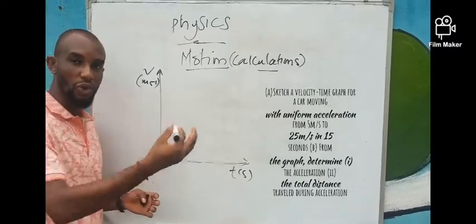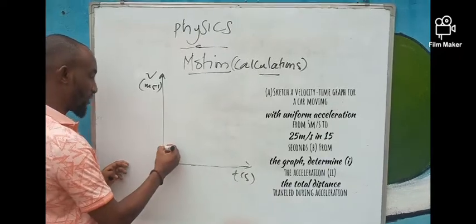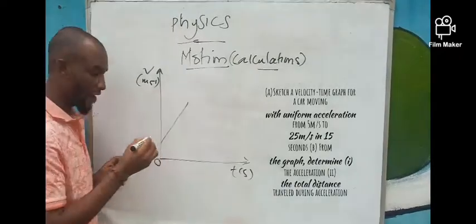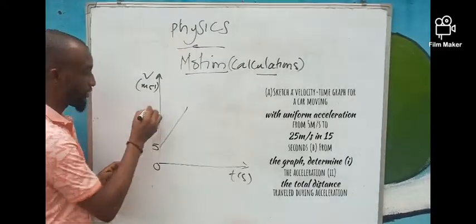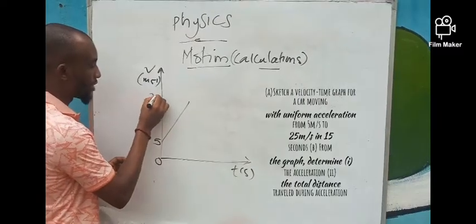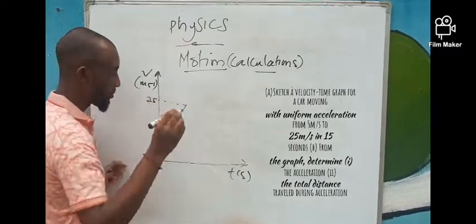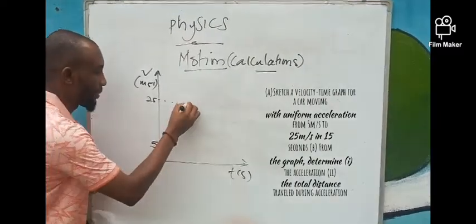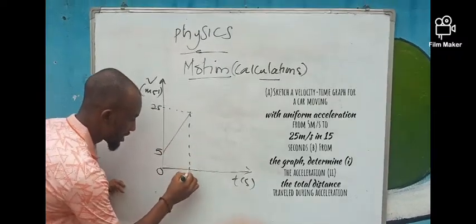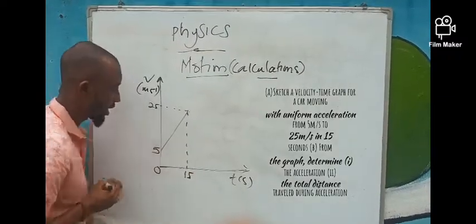So, from 5 to 25, I might just take it from here. It accelerated to 25. I'm picking this to be my 5, and this point to be my 25. That happened in 15 seconds. So this is what we are going to be having.